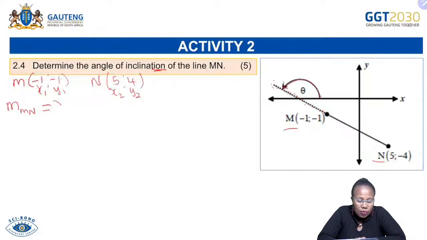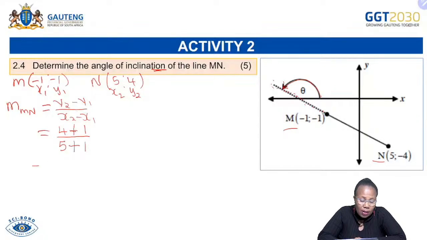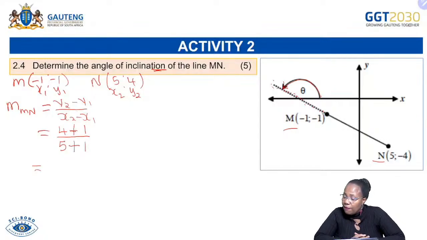And now this will be y2 minus y1 over x2 minus x1. The y2 is 4, minus y1 is a negative from the formula and a negative from the value of y1, and this will be +1 over the x2 is 5, and then minus from the formula, a negative from x1 will cause positive here, and then this is 1. And then we are having 5 over 6 as our gradient there.